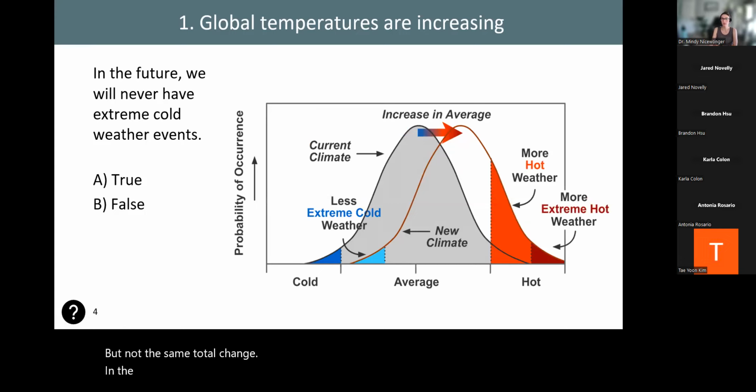In the future, we're never going to have extreme cold weather events. True or false?